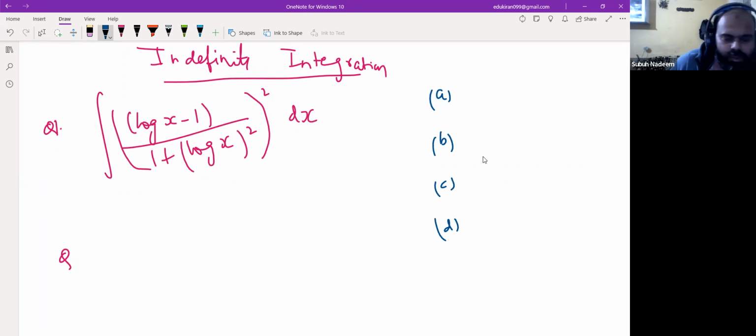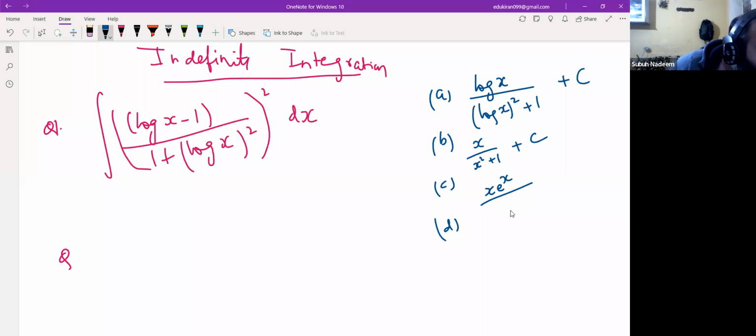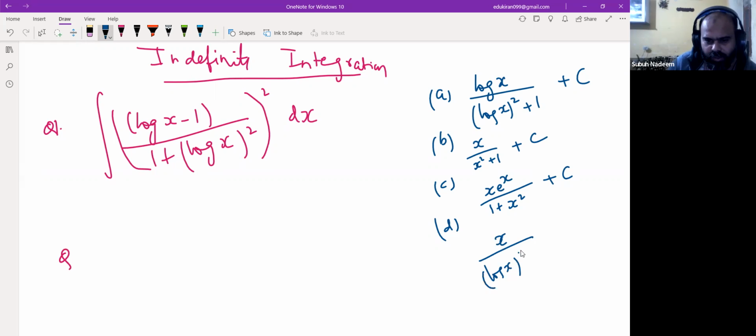So in option A, you may have to use substitution also and some more things. Log x by (log x whole square plus 1) plus c. This is option A. Another one is x by (x square plus 1) plus c. Another one is x e to the power x by (1 plus x square) plus c. And another one is x by ((log x) whole square plus 1) plus c.